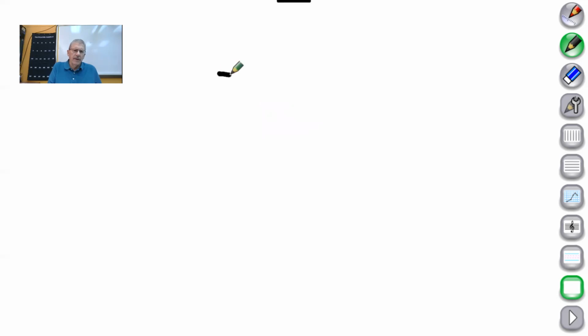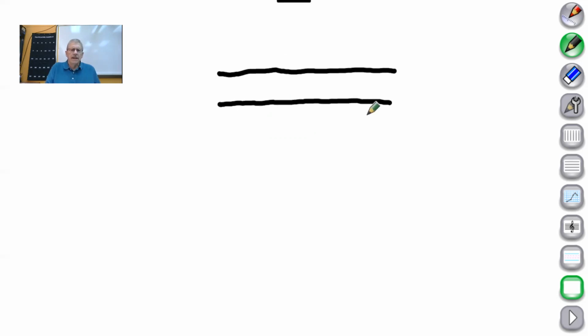So what I have here is two parallel lines. And these two parallel lines are being cut by what we call a transversal. So these lines are parallel, and this is called a transversal. It's just a line at an angle. It could be straight up and down. Anyhow, it's a transversal, and it cuts those two lines.